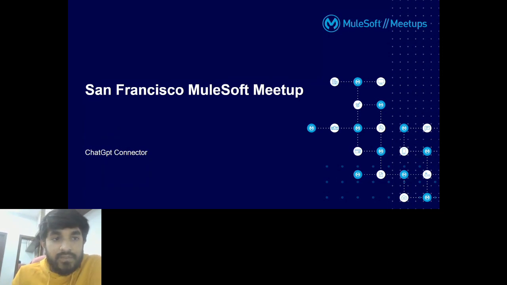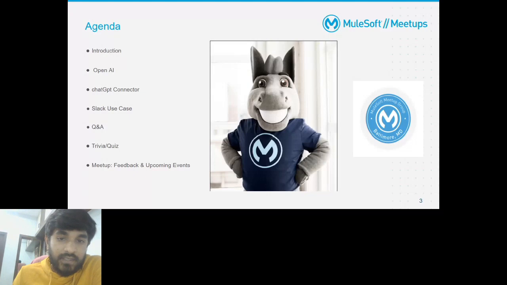So today's agenda is, we'll see what OpenAI is and what ChatGPT is, what we are trying to develop, and the Slack use case.